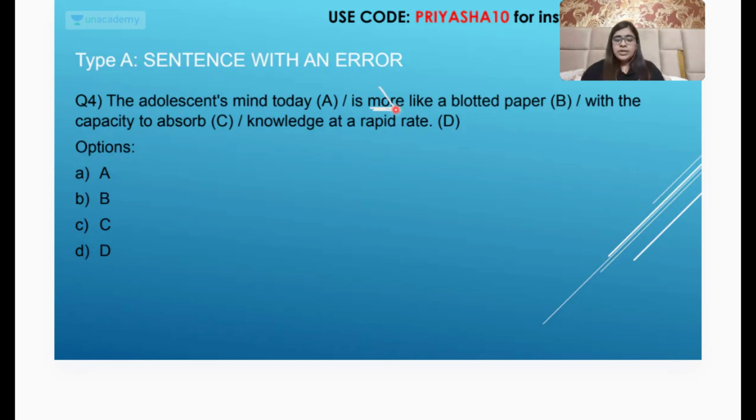The adolescent's mind today is like a blotted paper, and then the explanation is given. क्यों blotted paper बुला रहे हैं हम उसे? Because that has the capacity to absorb the knowledge at a rapid rate. Good to go? All right.